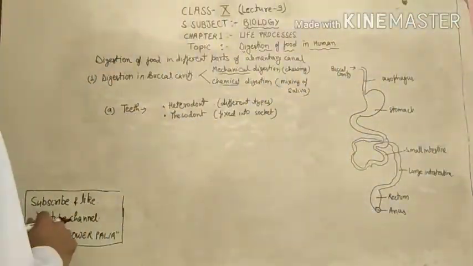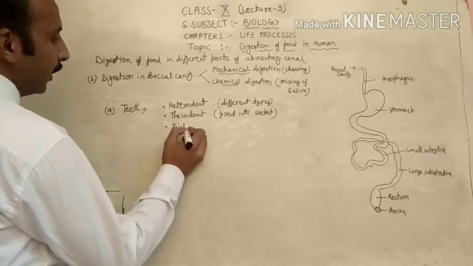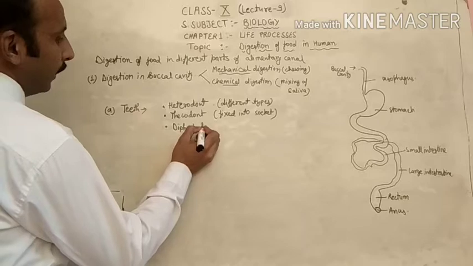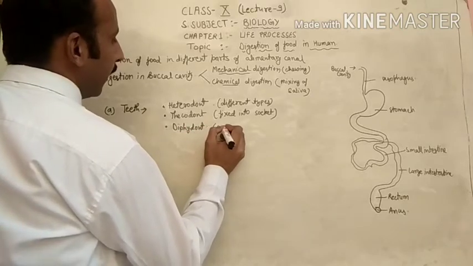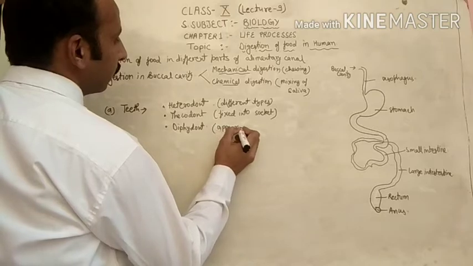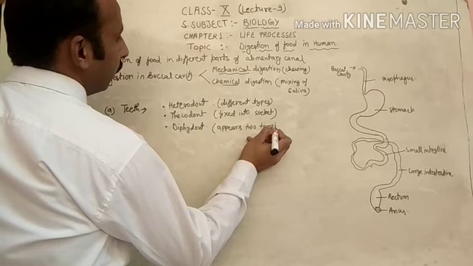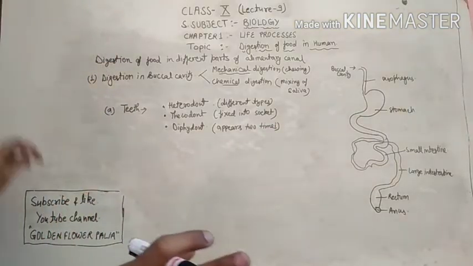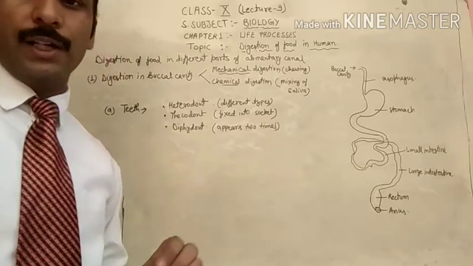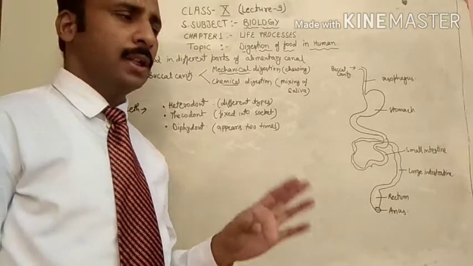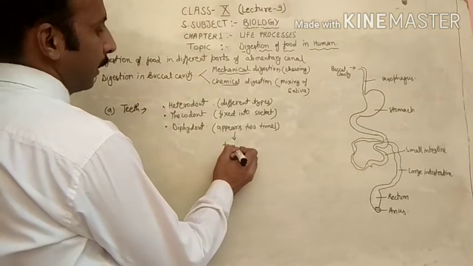The next characteristic feature of the teeth of human beings is diphyodont. Diphyodont means appearing two times. In the life of human beings, two types of teeth appear from childhood to adulthood. First one is the temporary teeth.